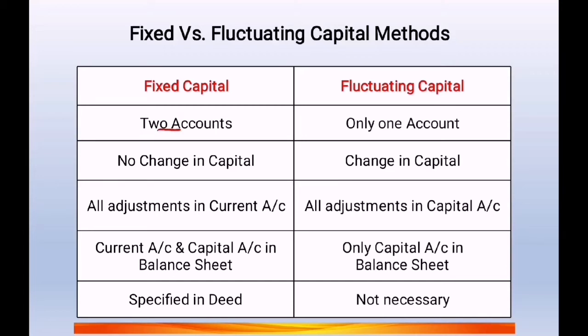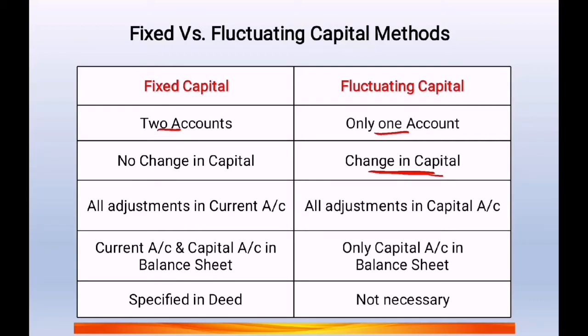Under the fluctuating capital method, only one account is prepared, that is the partners' capital account. Another difference is change in capital. Under the fixed capital method, capital remains fixed unless there is additional capital or permanent withdrawal of capital. Apart from that, the capital always remains fixed. Whereas in the fluctuating capital method, there is always a change in capital with each and every transaction of appropriations like interest on capital, salary, commission, drawings. With every transaction, the capital account goes on changing.